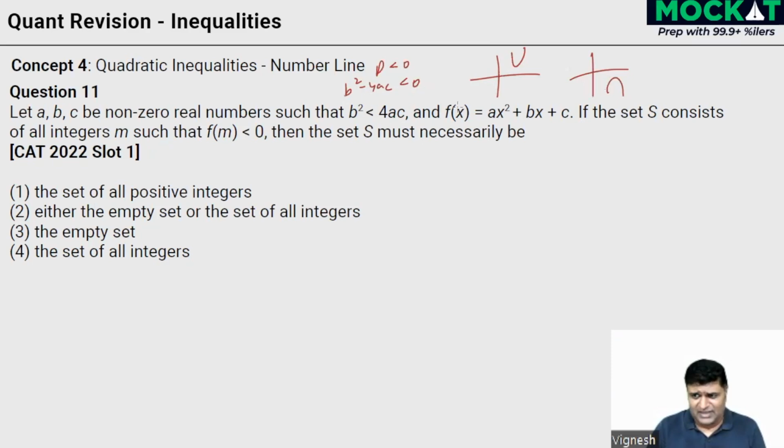Fine. f(x) is ax squared plus bx plus c. Now, it's going to be like this when a is greater than 0, like this when a is less than 0. We don't know which, we don't have a. a is just a non-zero real number. Can be negative or positive.